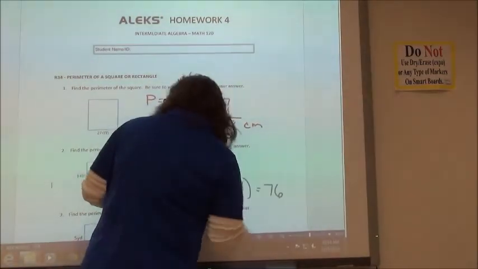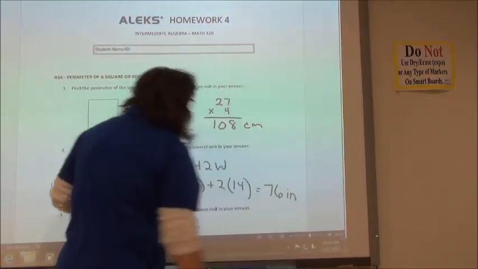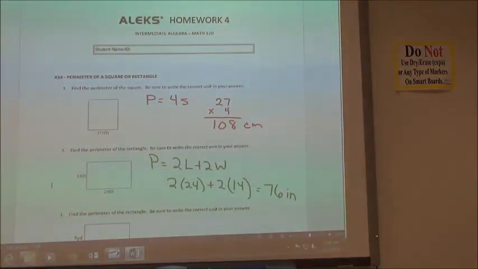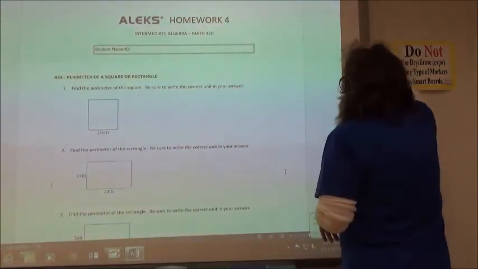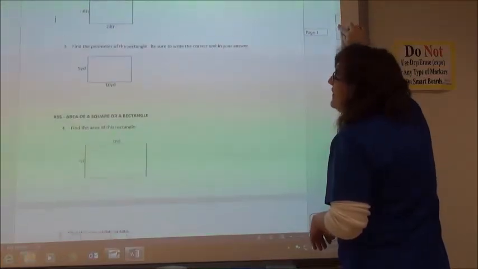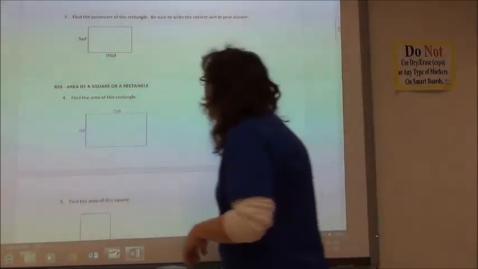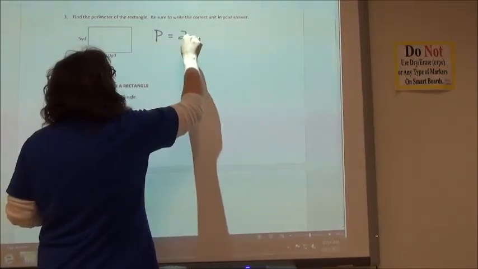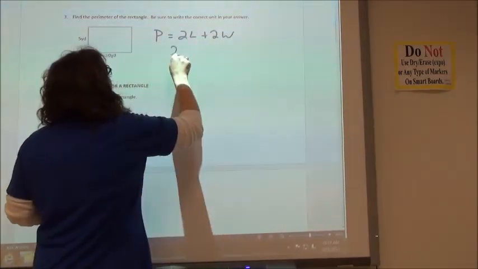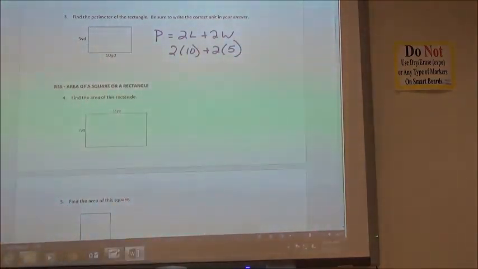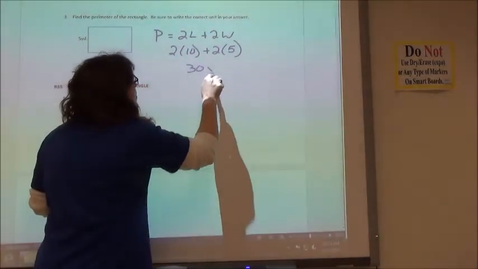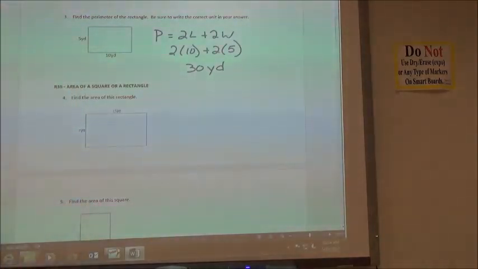76. And again, our label is just in the plain unit, so 76 inches would be the perimeter of that rectangle. So go ahead and find the perimeter number 3 while I move my board up. So what you come up with for the perimeter on the rectangle? 30. And it'd be 30 yards, and they are going to have you select the appropriate label to go on those. So you want to make sure you put your labels.